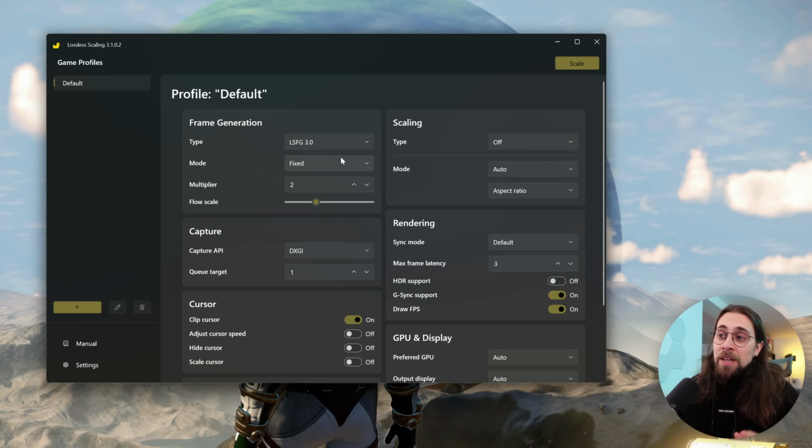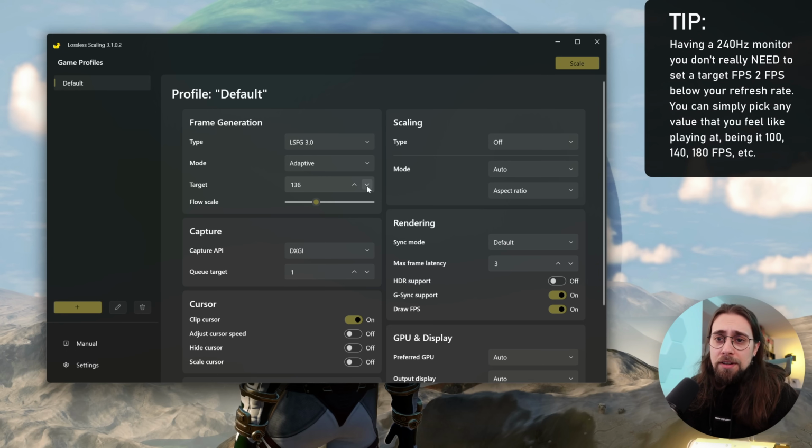Still, if you're using the adaptive mode, it doesn't really matter what your target frame rate is. By the way, I was using a target base frame rate of 136, but I can just go lower. I can just go to 120, whatever. Even if I have a 240 Hz display, I can still put a target base frame rate of 120. You can do whatever you want to.